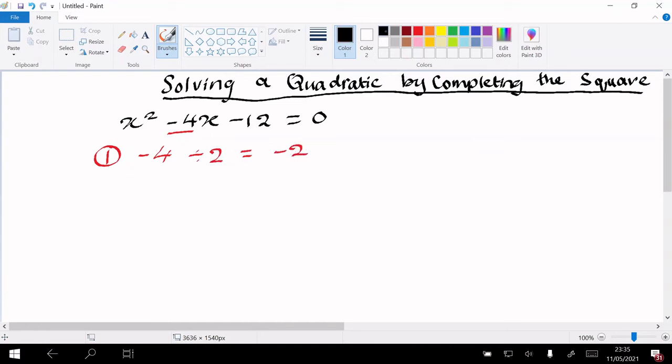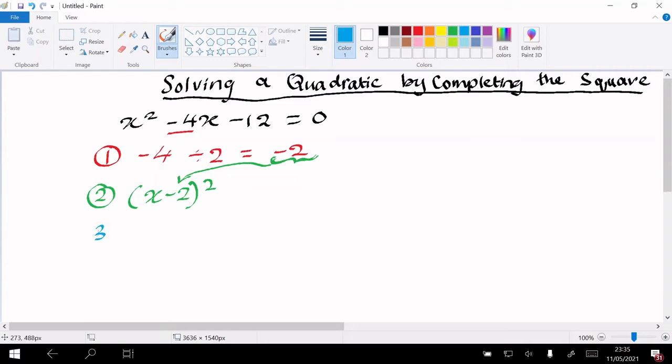Perfect. The second step is to write this using a square. What I mean by that is something along the lines of x minus 2 whole squared. You see the minus 2, you just plug it into this form and you have x minus 2 whole squared. If it was positive, it would be just x plus 2 whole squared. So this is why it's very important that you carry on the sign.